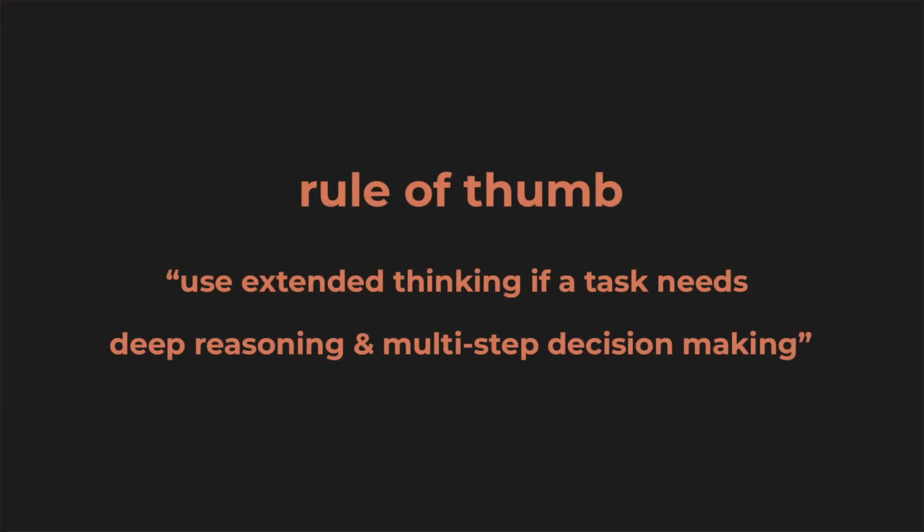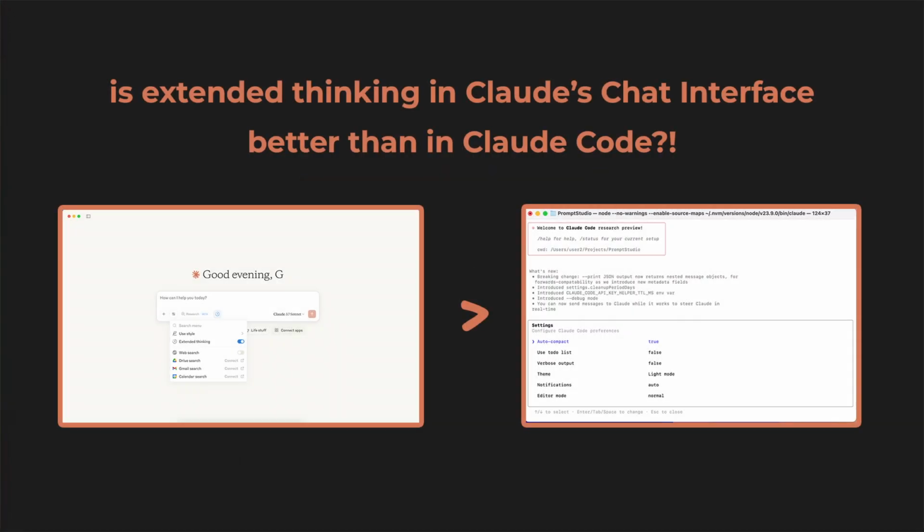So here's a general rule of thumb. If the task involves non-trivial reasoning or multi-step decision making, go with extended thinking. If it's routine or well-defined, standard mode will be faster, cheaper, and more accurate. Now, there's still one open-ended question that I have, and it's whether extended thinking in Claude Code is as effective as the one in Claude's chat interface. A lot of people, myself included, have noticed that extended thinking works more effectively in Claude's chat interface than in Claude Code, even when using the exact same prompt. And I do have some theories on why this is, and I'll save it for another video because I think it's an interesting topic worth exploring.